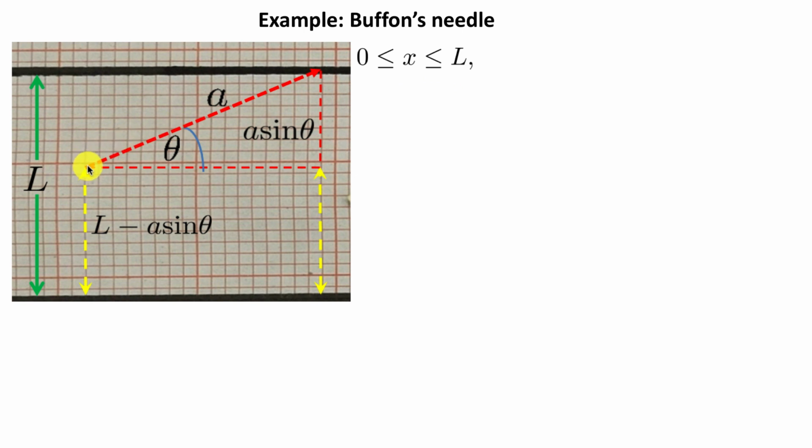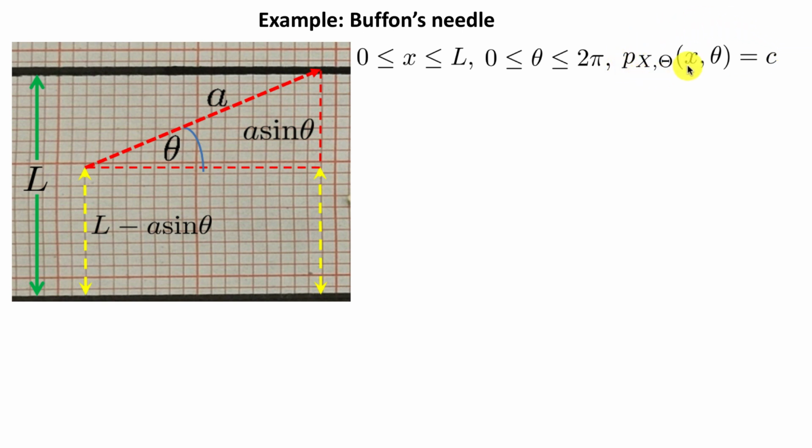Again, I remind you that x is the distance from this tip of the needle to the line below, with this tip being anywhere between 0 and L with equal probability, and with equal probability for any value of theta that lies between 0 and 2 pi. We will call that probability density of it landing between x and x plus dx and between theta and theta plus d theta as c.